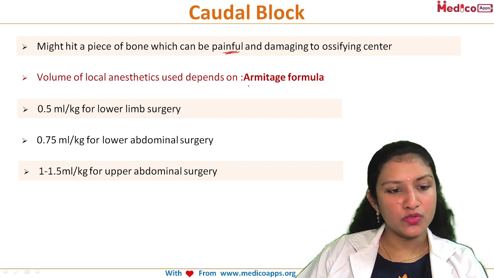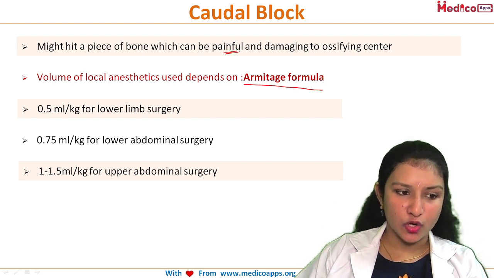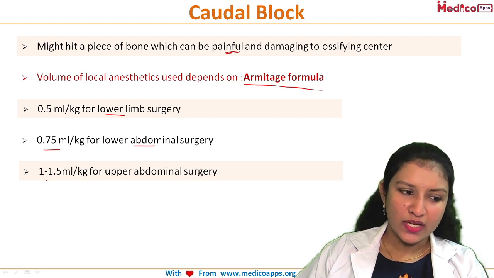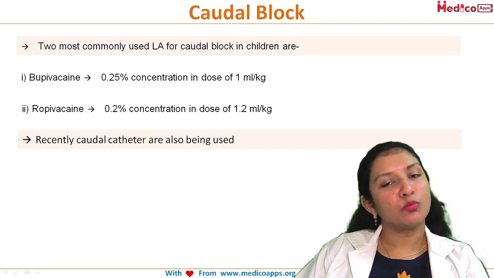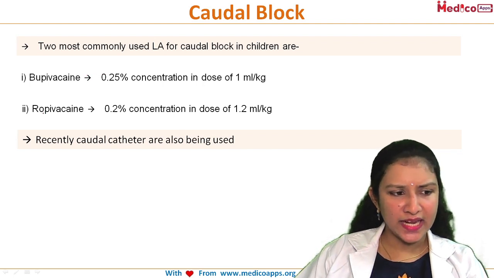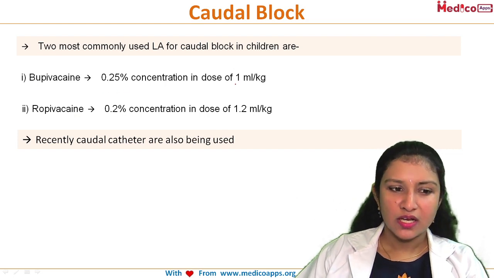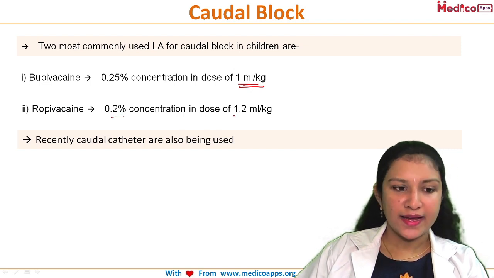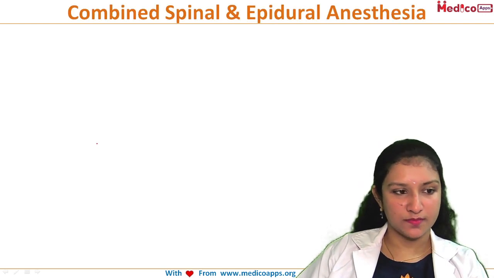The volume of local anesthetic used depends on the Armitage formula. That is 0.5 ml per kg for lower limb surgeries, 0.75 ml per kg for lower abdominal surgeries, 1 to 1.5 ml per kg for upper abdominal surgeries. Next, these two are the most commonly used local anesthetics, bupivacaine and ropivacaine. Bupivacaine at 0.25% concentration at 1 ml per kg. Ropivacaine 0.2% concentration at 1.2 ml per kg. Recently, caudal catheters are also used.